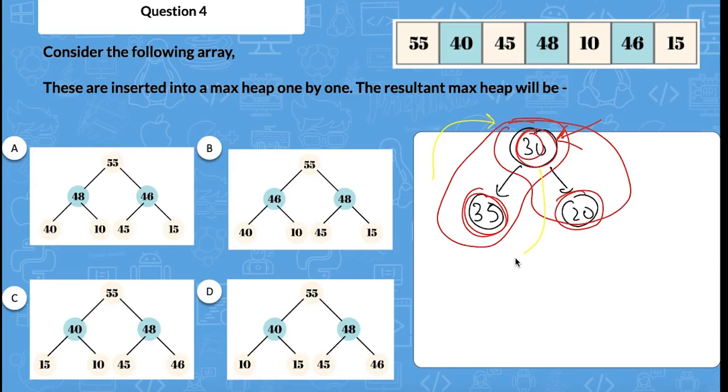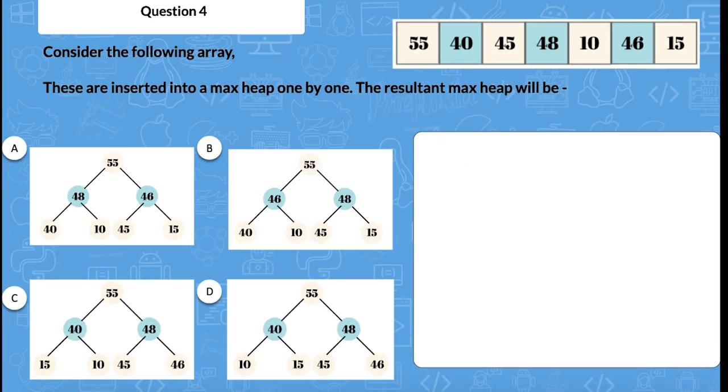So let us implement the same thing, and then we will find out which of the options is correct. Initially we have 55, so 55 will be the root node. Then we have 40, so 40 will be entered here. Then we have 45, right? So 45 will be entered here. Till now there is no problem because the child element 40 is smaller than 55, and 45 is smaller than 55 also, so no problem. So this is filled.